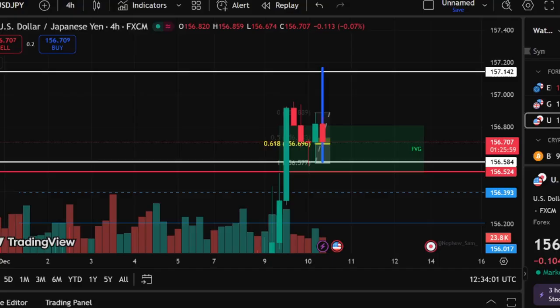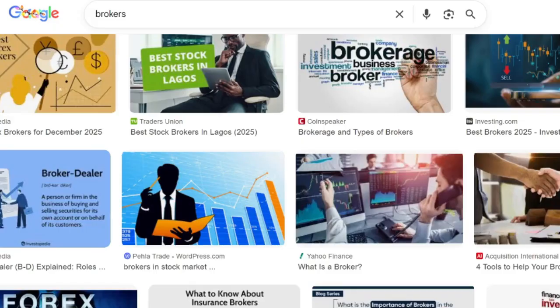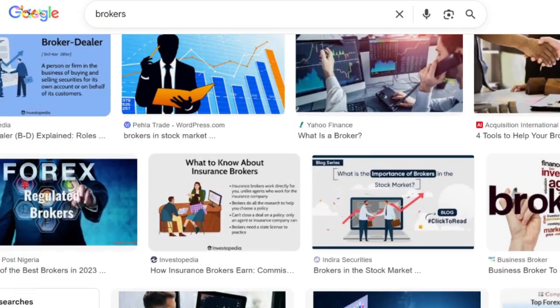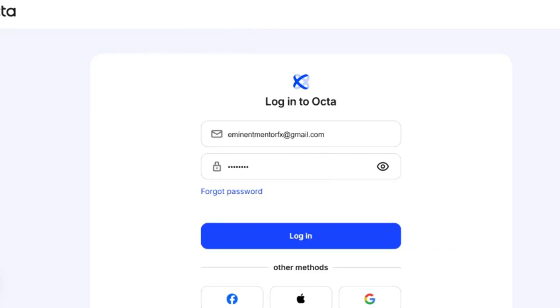So you need a broker, like I mentioned earlier. There are many brokers out there. I do recommend you use the one that is preferable. For me, I prefer using Octa.